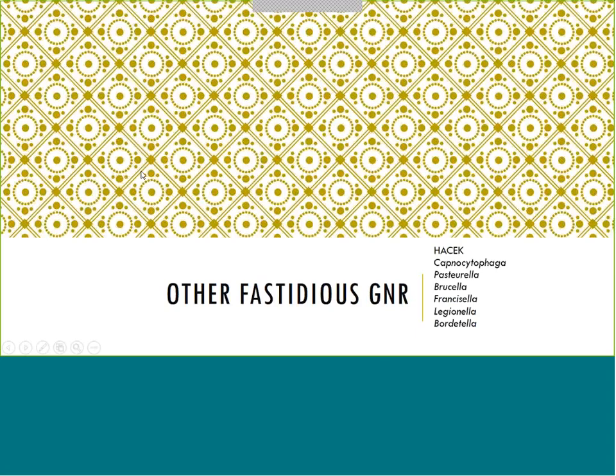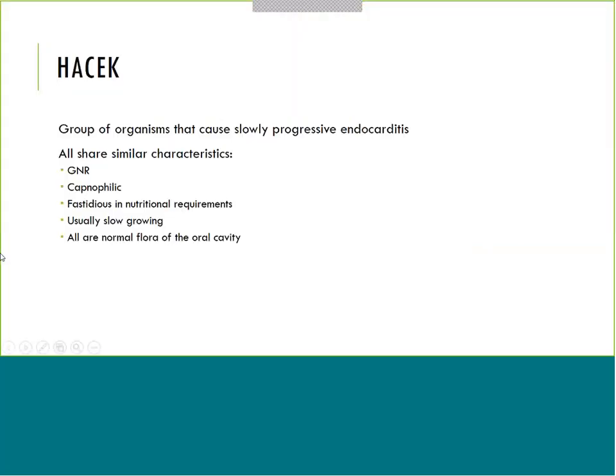All right, moving on to other fastidious gram-neg rods. Here are the rest. We will be going through that HACEK grouping right now. So there's where it's listed, a group of organisms that cause slowly progressive endocarditis. They are all gram-neg rods. They all love CO2, capnophilic, to grow. Again, they're fastidious. They will not grow in blood agar. They're typically slow-growing organisms. They're not like the quickest. And then all tend to be normal flora of the oral cavity.